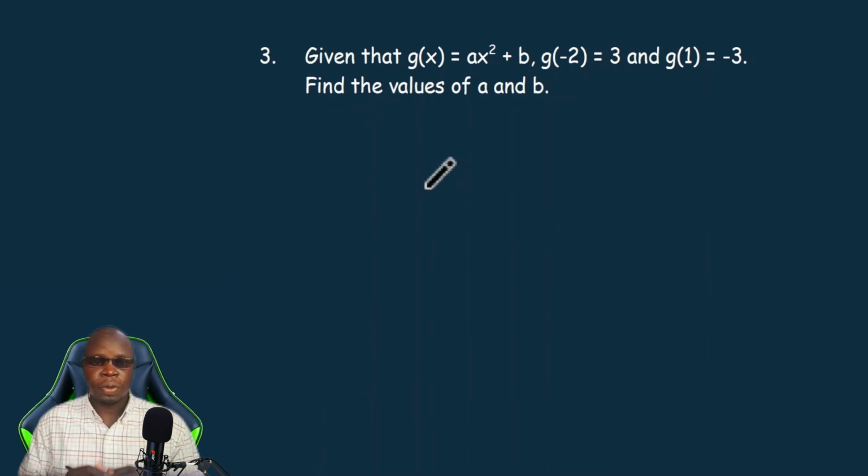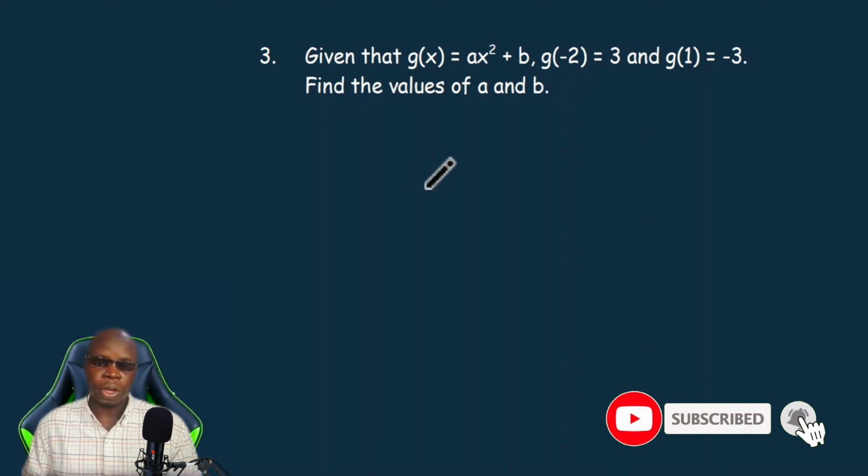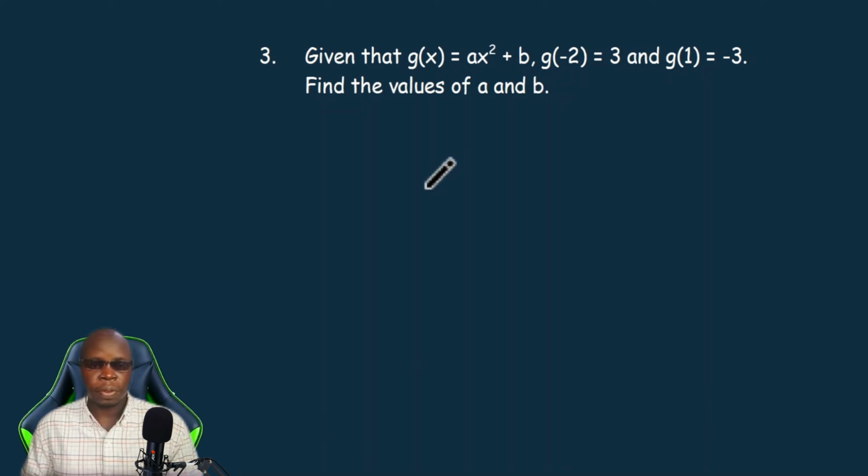So in this question number 3, it says, given that g of x is given by ax squared plus b, and g of -2 is 3. Meanwhile, g of 1 is equal to -3. Find the values of a and b. Now you can see if there are two unknowns in a certain function or in any given equation, we need two equations to solve them out. And since we have a and b, we have been given two conditions here to find out those values of a and b. So let's get to work.